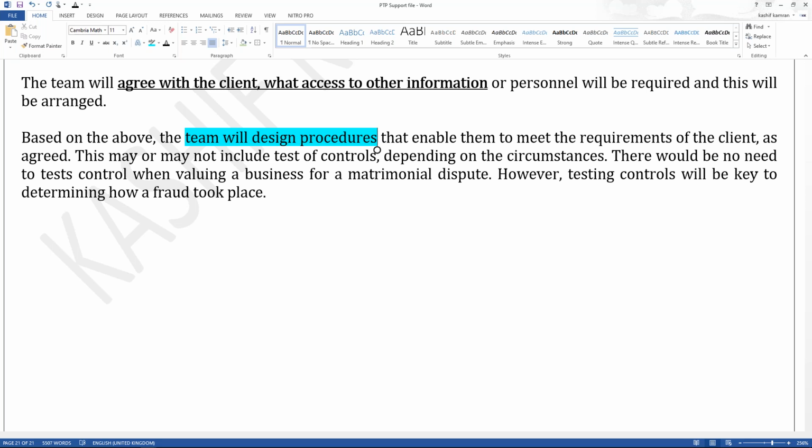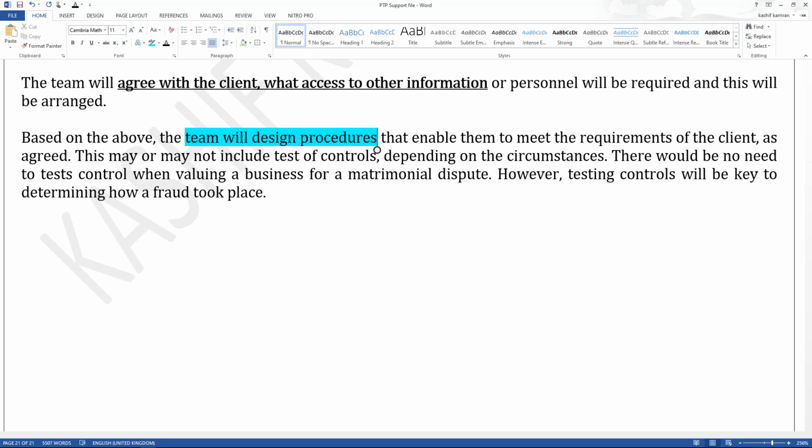There would be no need to perform tests of controls when valuing a business in a matrimonial dispute. However, testing controls will be key to determining how the fraud took place. If you are investigating the amount of loss, do you need to perform a test of control? Perhaps no. But if you are determining how the fraud took place, do you need to perform tests of controls to investigate how the fraud took place? Because there must be some weak controls.